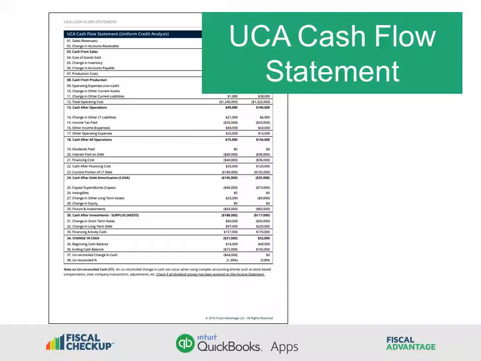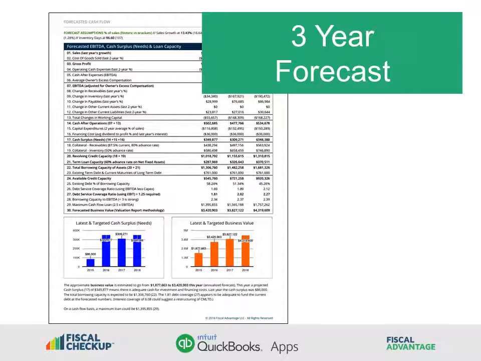Page 4 takes the data entered into Fiscal Checkup and creates the UCA cash flow statement for the past 2 years in the format desired by most lenders. Page 5 provides a 3-year forecast of the business, including key income statement and balance sheet estimates, as well as outlining collateral quality, borrowing capacity, and the company's ability to repay their debt obligations.